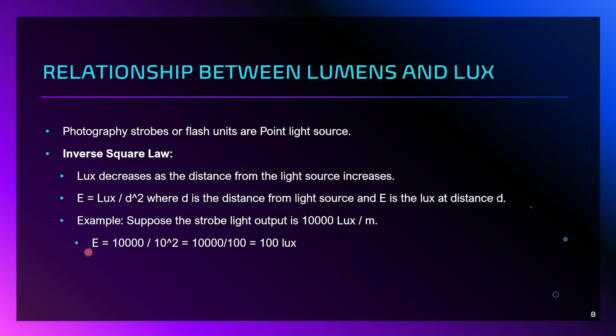So here we can consider we are keeping our subject 10 meters away from the light. 10,000 is the maximum lux the light is producing, and 10 is the distance from the light to the subject. So the equation lux by d raised to 2 will give you the lux on your subject. So 10,000 by 100 will give you 100 lux. So if you have a light of 10,000 lux, and you are placing that light 10 meters away from your subject, you will get only 100 lux on your subject.